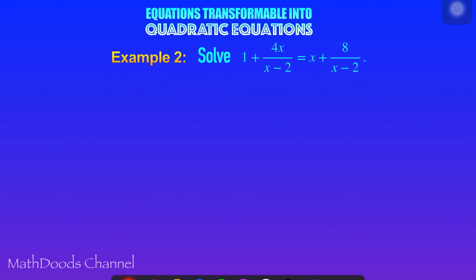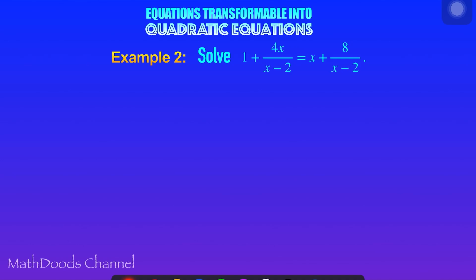Example number 2. Solve 1 plus 4x over x minus 2 equals x plus 8 over x minus 2. Identify first the LCD. The LCD is x minus 2. That will be our LCD.